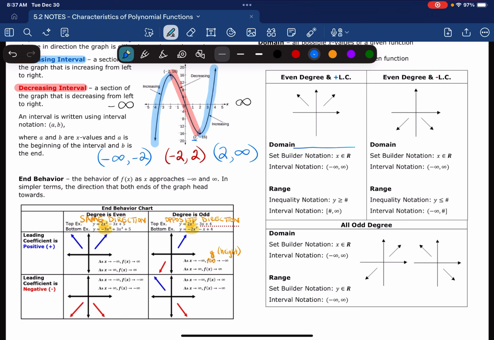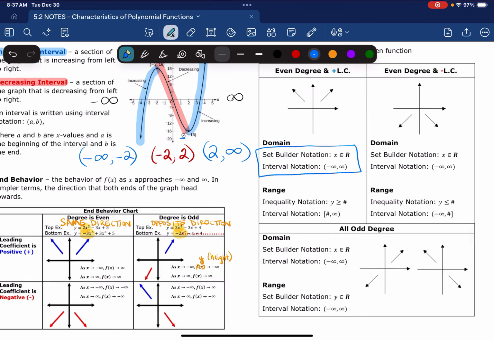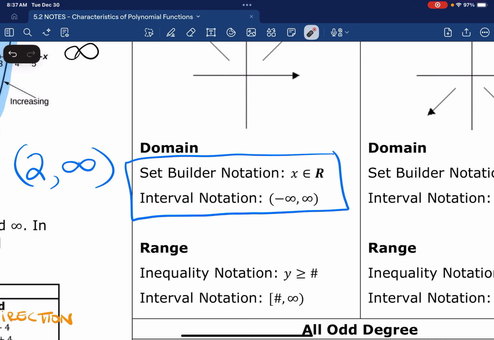Set builder notation is listed first here for you, and this is red. X is an element of all real numbers. All right, that's how you write it in set builder notation. What does interval notation look like? It just goes from negative infinity to positive infinity. And we always use parentheses around an infinity. The parentheses represent you're getting infinitely close to that value, but you can never actually reach it. So we're always going to be using parentheses when we talk about infinity for our domain values, right?